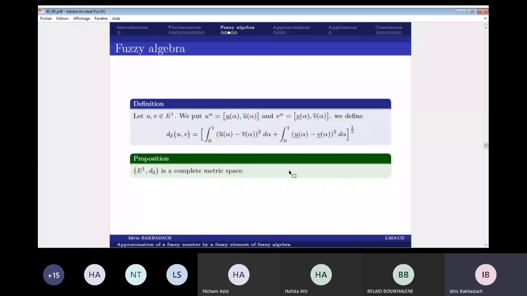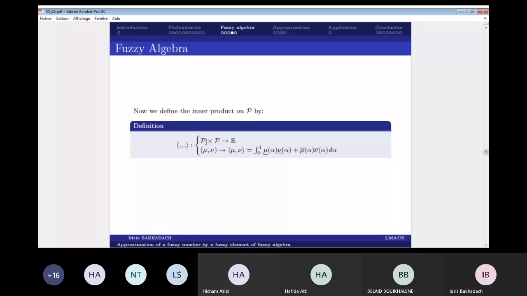Now we define a new kind of distance, d2, by this equality, and we can prove that E1, the subset of fuzzy numbers, with this new distance is a complete metric space. Now we define the inner product on our space P, the algebra, by this application.